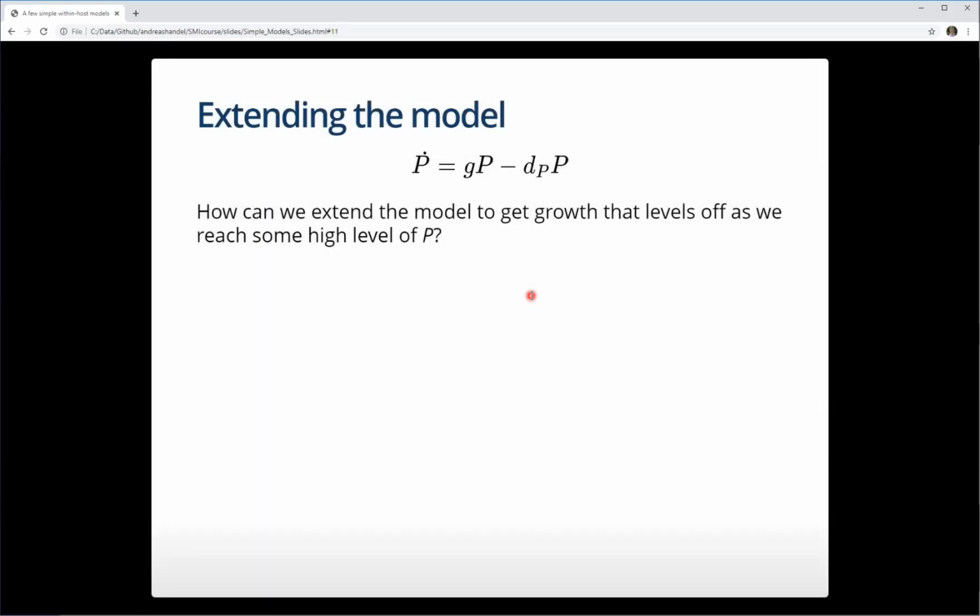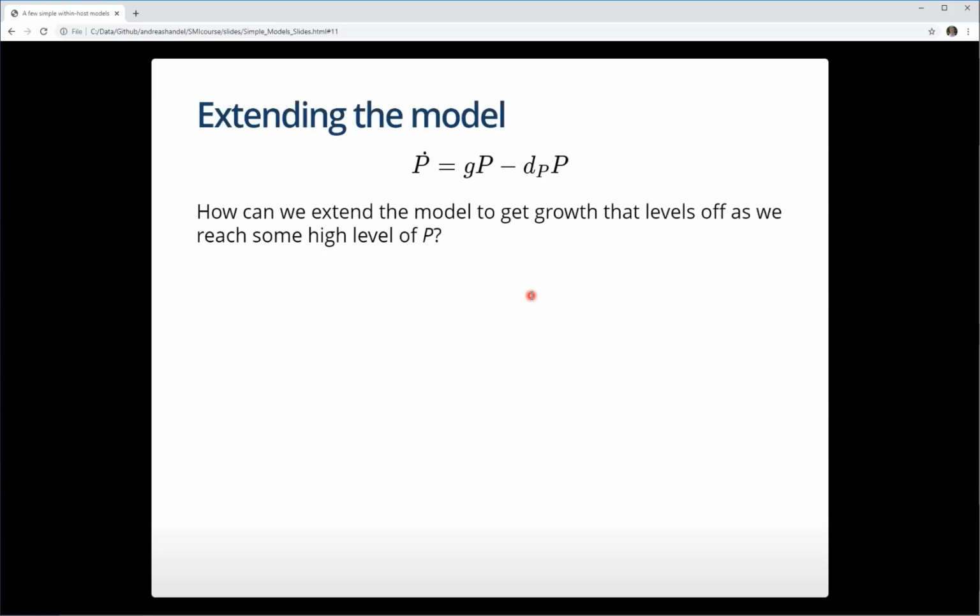So if we want to make the model a bit more realistic and say, okay, exponential growth is okay, but at some point we want to level off, and when we reach some high level of P, how could we do that? Think about it real quick. If you know the answer, you can type it in the chat box. If not, after you've thought for a second, we can look at it. All right, there's the perfect answer there.